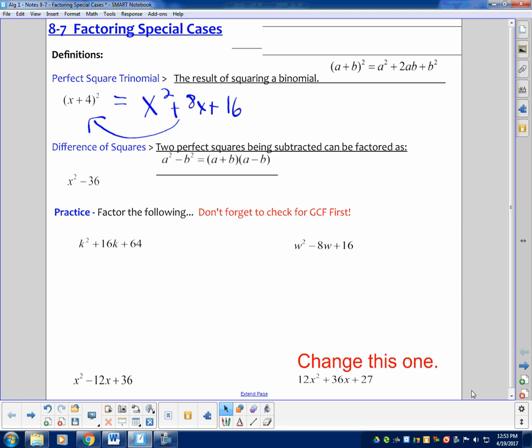So a difference of squares, here's how you recognize it. It's a difference. You see how this is a difference? X squared minus 36. It's a difference of two perfect squares. Let me let you finish writing this down. Look at it one more time. So we're talking about perfect square trinomials. That's a perfect square trinomial.